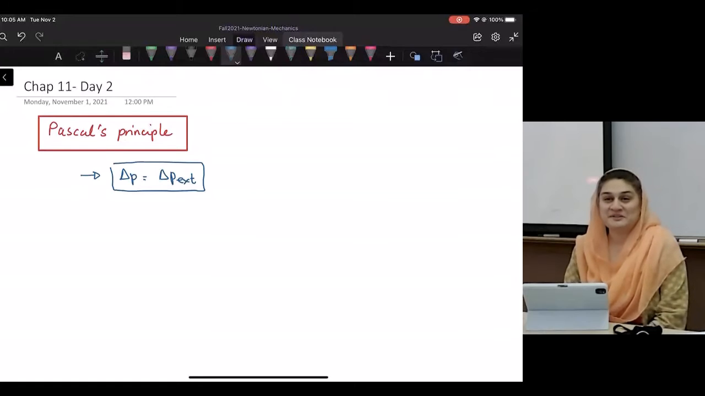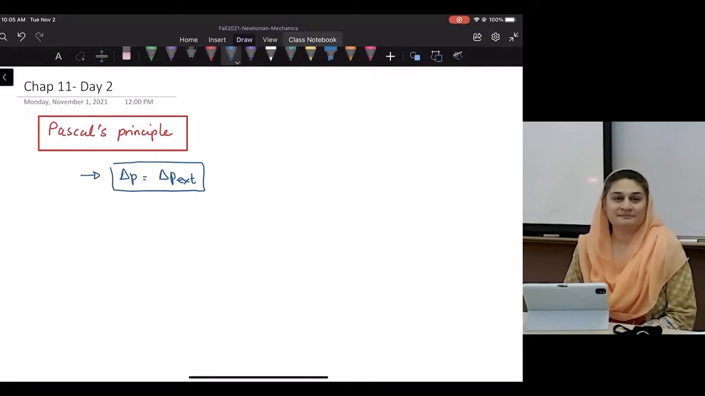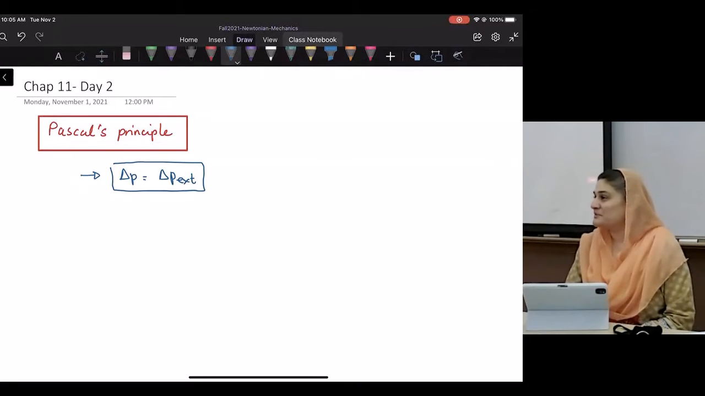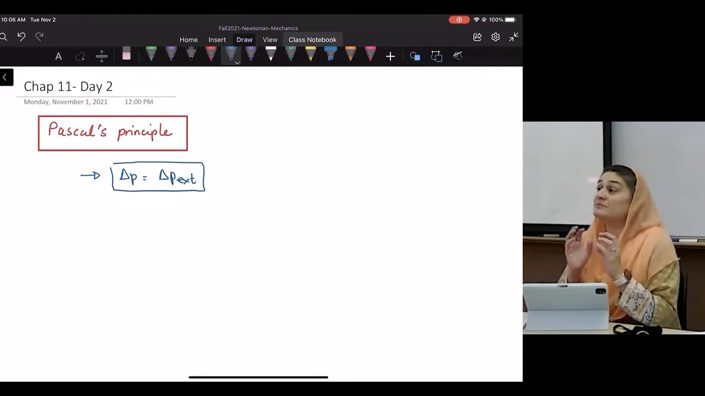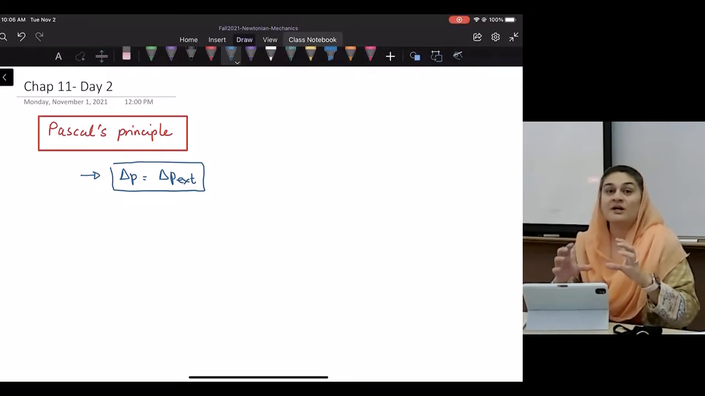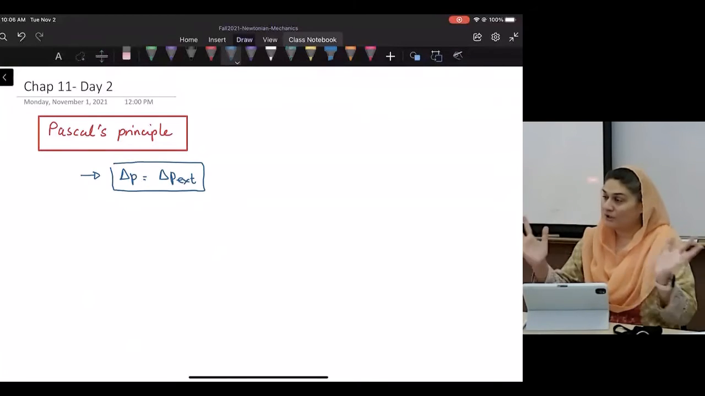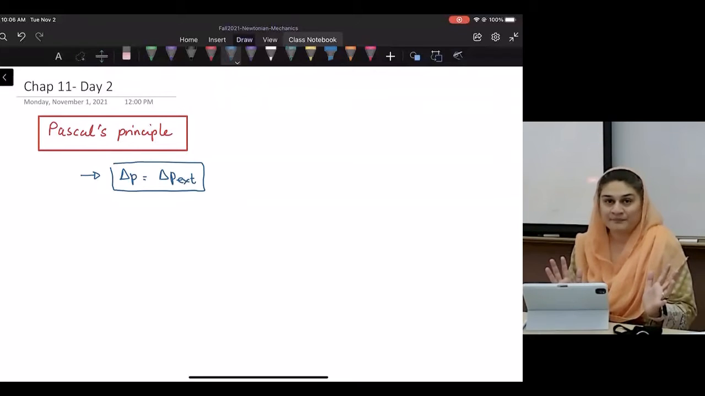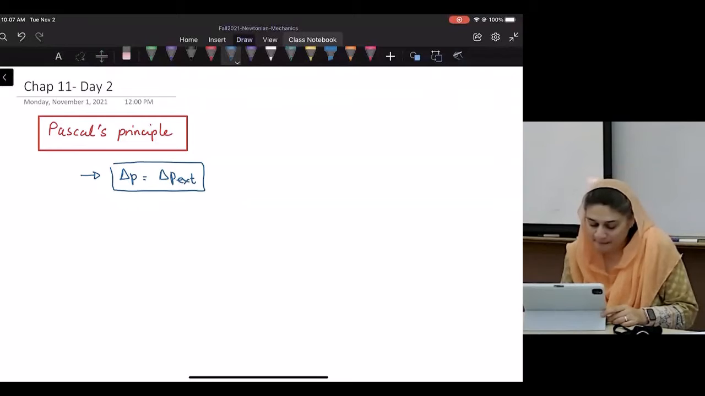That's Pascal's principle. No matter where anything happens, it is uniformly distributed. Perfect. That's all what Pascal's principle is. Make sense? So when we talk about fluids, it doesn't matter if the fluid is compressible or incompressible. When you press on it, it gets equally distributed in all directions at the same time. Okay? Fundamentally, what does Pascal's principle say?